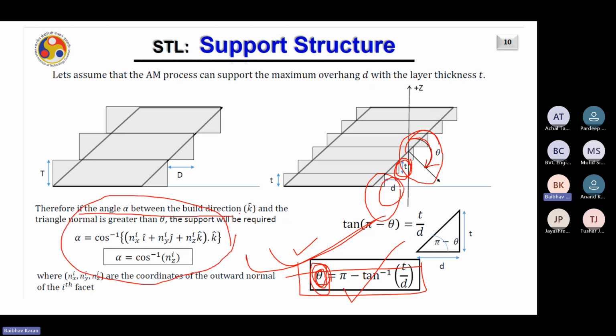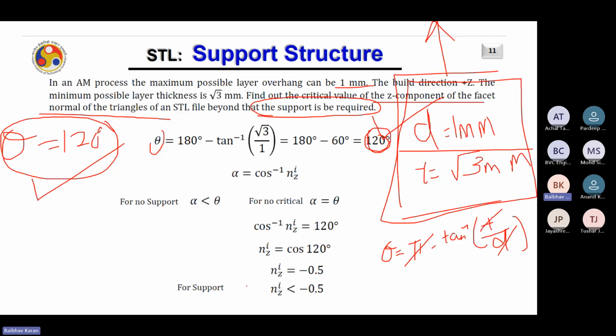If the angle between the build direction and the triangle normal is greater than theta, the support structure required will be alpha equals this. And if this is a critical one, that means above which and below which we'll be calculating, so alpha equals theta if it is critical. So therefore, this alpha, 120 degree, should be equated to this cos inverse.